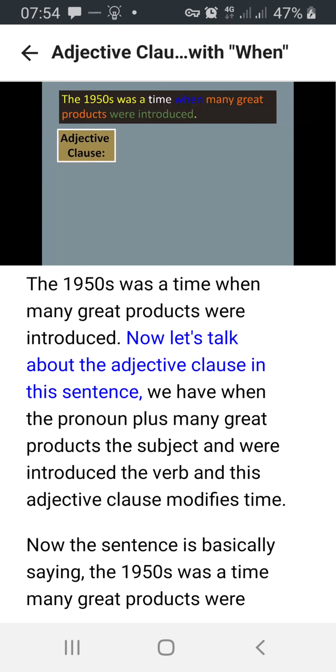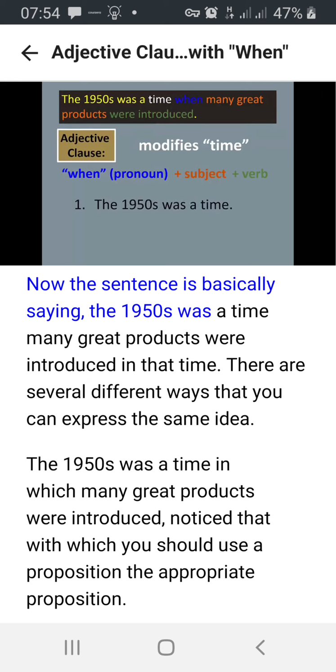Now let's talk about the adjective clause in this sentence. We have "when," the pronoun, plus "many great products," the subject, and "were introduced," the verb. And this adjective clause modifies "time." Now the sentence is basically saying the 1950s was a time; many great products were introduced in that time.